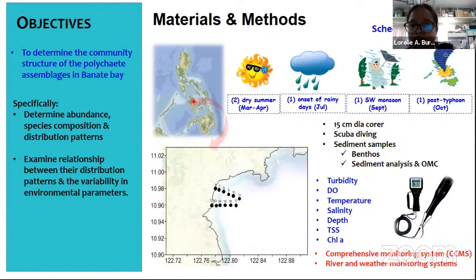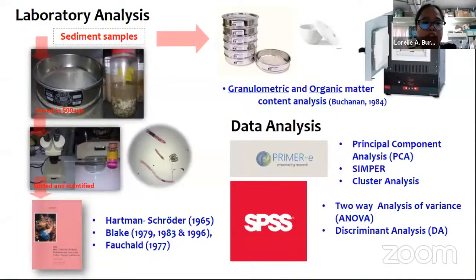Also, physical-chemical parameters were collected using the HORIBA multiparameter, and abiotic logs were also obtained from the comprehensive monitoring system set up in the river, and the weather monitoring system that was set up by the parallel studies. In the laboratory, the samples were sieved and then sorted into the lowest possible taxonomic resolution, especially for the polychaetes. Granulometric and organic matter content analyses were also done. For the data analysis, two software packages were used.